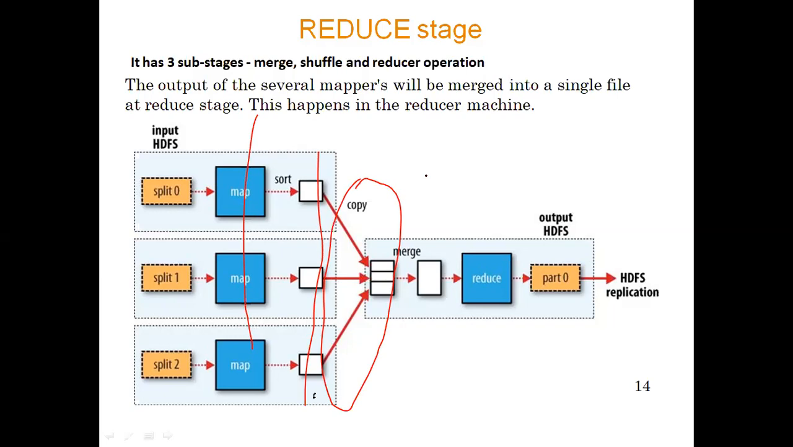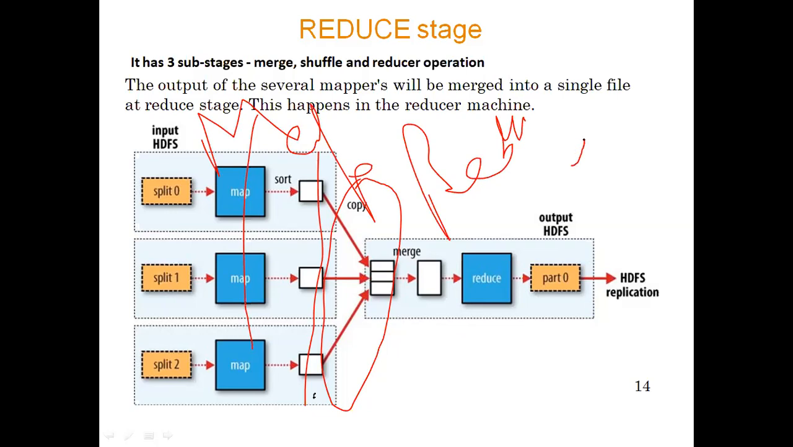Now what is happening? There is a huge rush on the network. So the best idea is to merge them into a single data file. This is the best approach to be performed. Now just like we have 3 substages in the mapper, we also have 3 substages in the reducer. So this is the mapper, and this one is the reducer.